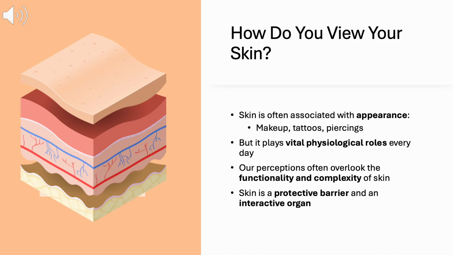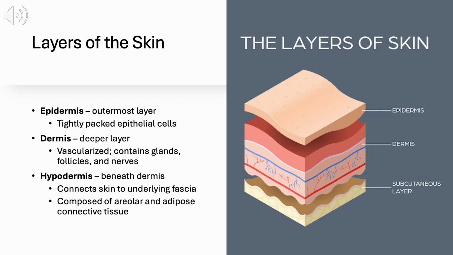So as we explore the integumentary system further, I encourage you to go beyond the mirror and begin to see the skin for what it really is, an essential, intelligent, and dynamic organ system. The skin is made up of three primary layers, each with distinct structures and functions.